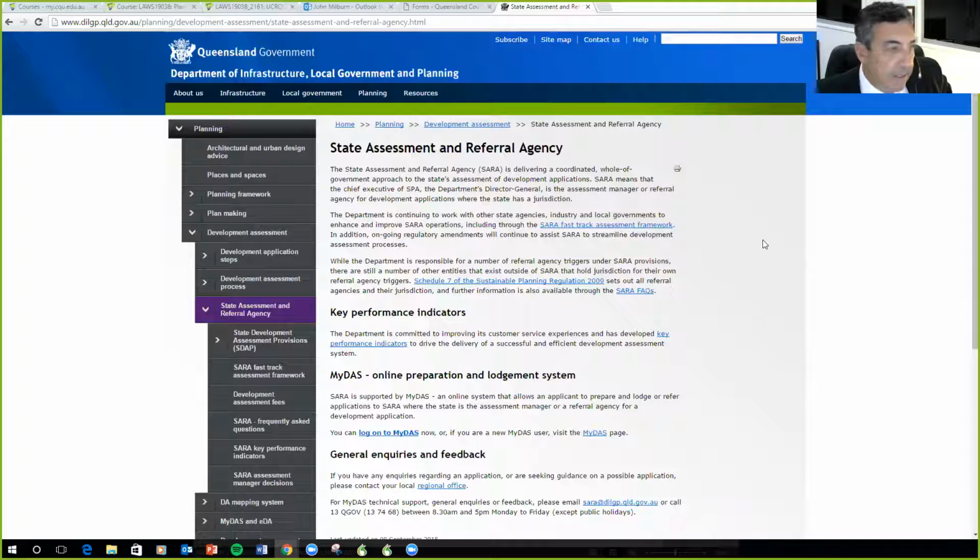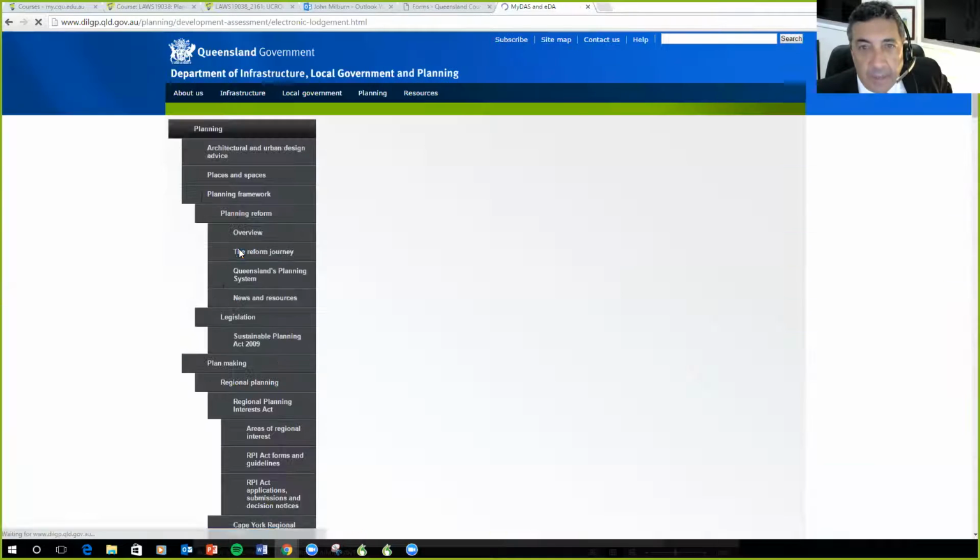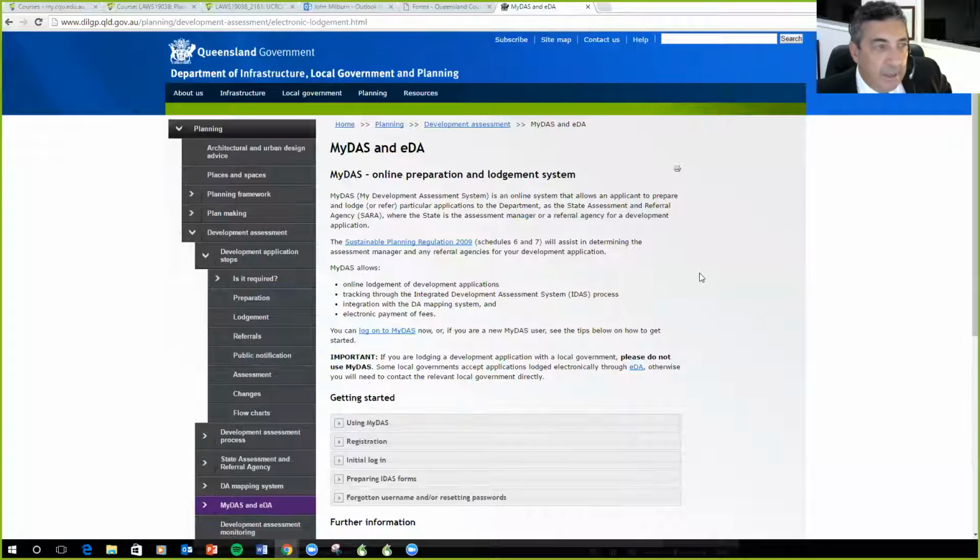Also, MIDAS is an online, there it is down the bottom, it's an online facility, and it provides you with an opportunity, as it says there, an online system that allows an applicant to prepare and lodge particular applications to the department, which may be SARA, where the state is the assessment manager, or a referral agency for a development application. So if you just have a look at that website, it will provide you with valuable information and hopefully tying together some of the information that we've been reading about.